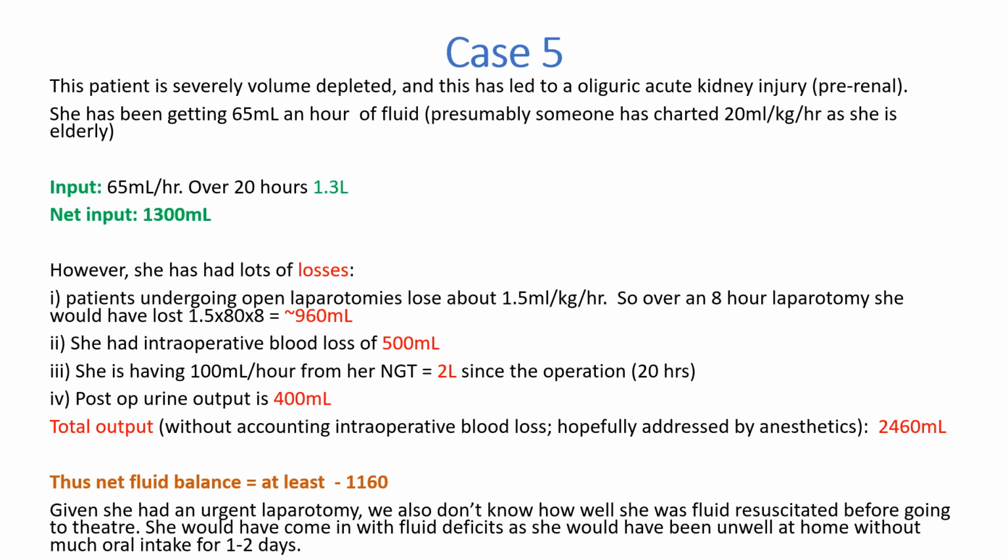Now, if you calculate your net fluid balance, this lady is in a negative fluid balance of greater than 1 litre. Given that she's also had an urgent laparotomy for a bowel obstruction, we don't know how fluid depleted she was before going into theatre. Presumably, she would have not been eating or drinking as well as vomiting before the operation, so her true net fluid balance is probably greater than this.